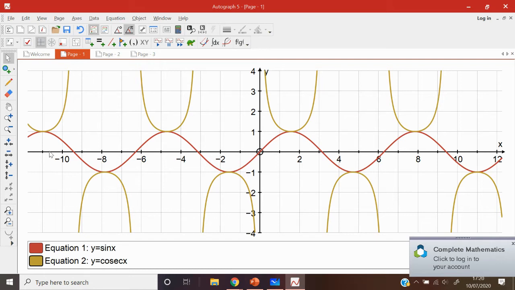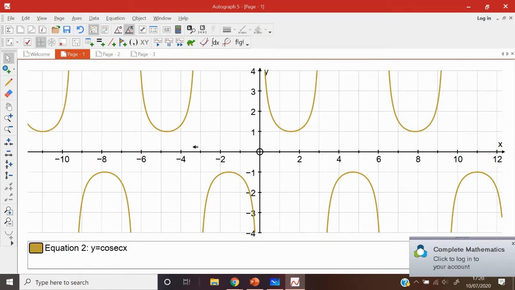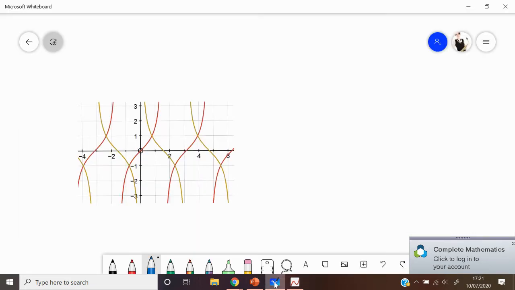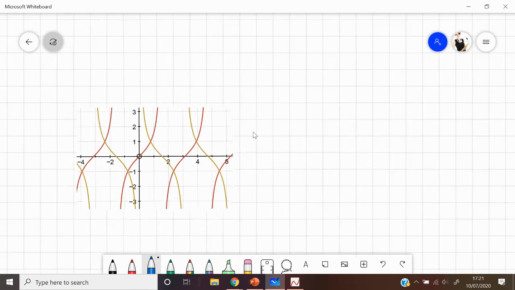And if I now take away the graph of sine of x, something that you may not have noticed there may become more apparent. Now, the cosec x graph, yes, it does repeat in the same way that sine does, but it does not have any values of cosec x between -1 and 1, or with a modulus less than 1.